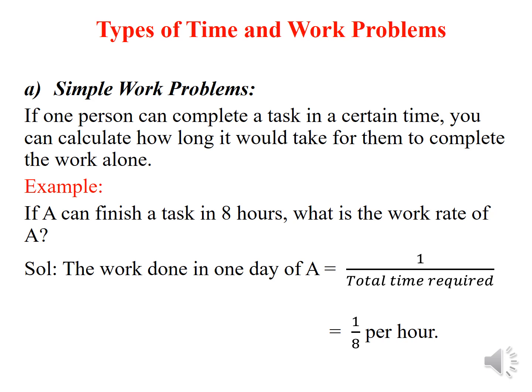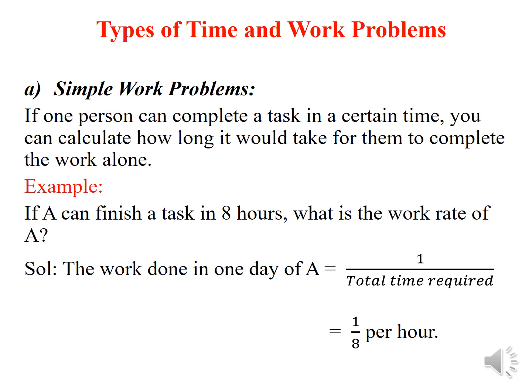Let us see some different types of time and work problems. First type is simple work problems. If a person can complete a task in a certain time, you can calculate how long it would take for them to complete the work alone. For first type, this is an example. Look into the example once.